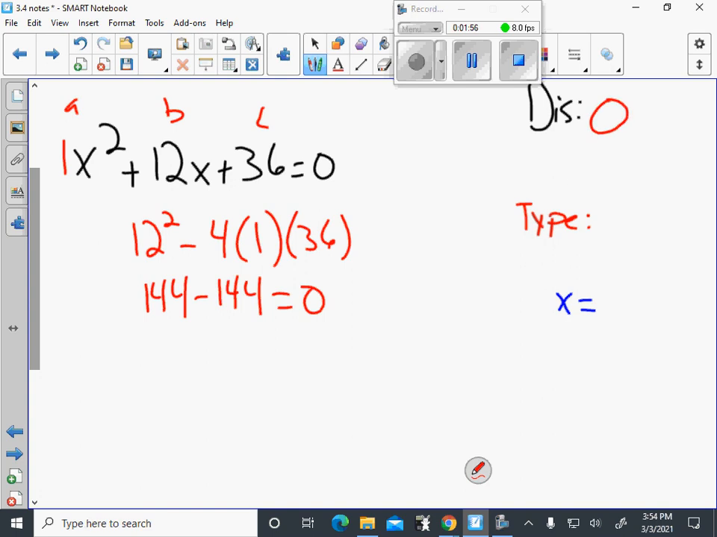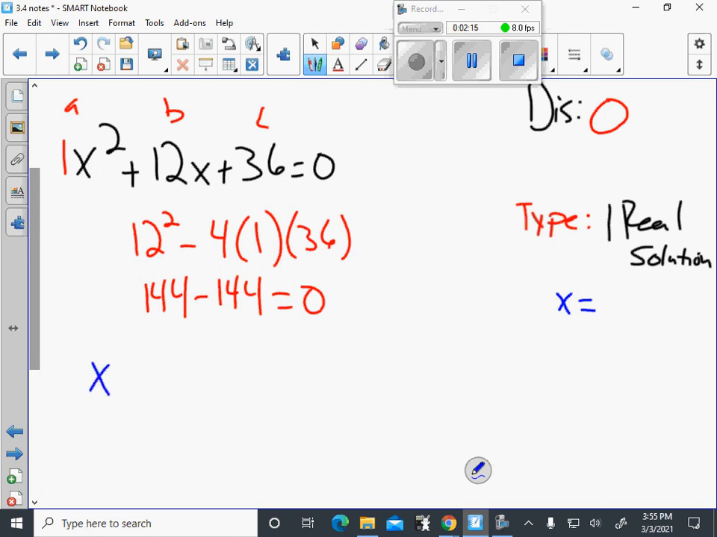144 minus 144 equals 0. So what's the discriminant? 0. What type of solution do we have? One real solution, because it equals 0. And then we want to find x. We want to use the quadratic formula to solve for x.